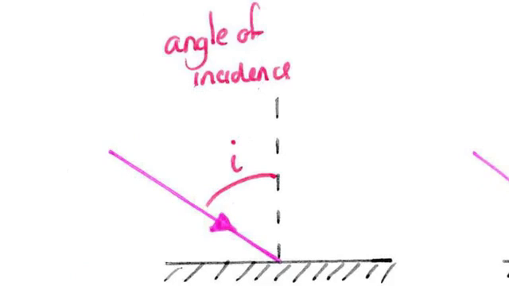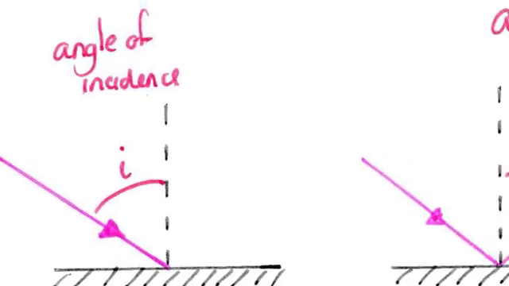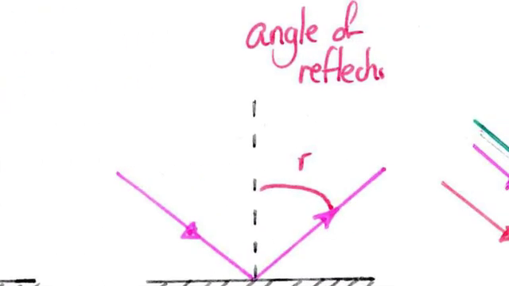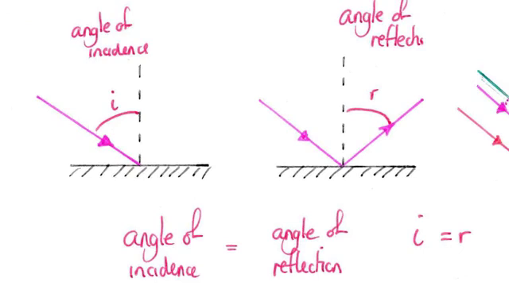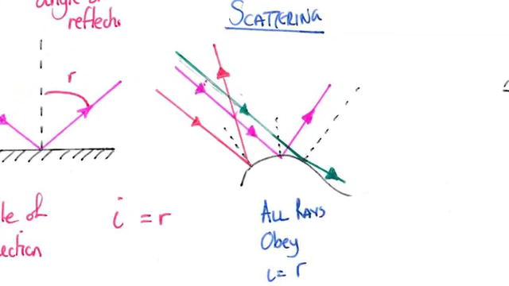Now, the angle from the normal to the ray of light coming in is known as the angle of incidence. Then the light, of course, bounces off, and when it bounces off, it goes at another angle, and that is known as the angle of reflection. Whenever we study this, we always find that the angle of incidence equals the angle of reflection. Sometimes this is summed up as I equals R. All objects obey this law. It is called the law of reflection.